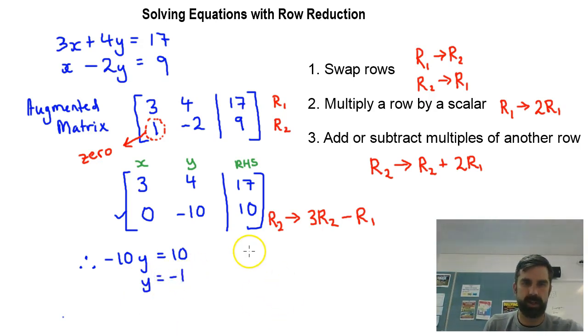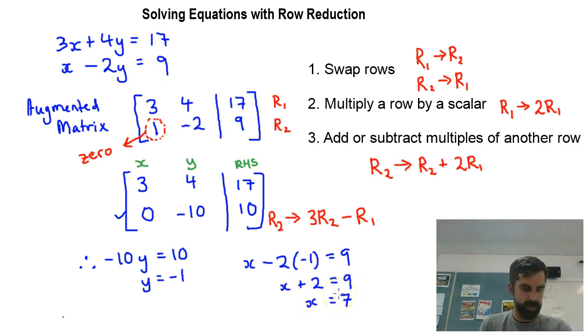And then what I can do is go back to my original equation and say that x minus 2 lots of negative 1 is 9. So x plus 2 is 9, or x equals 7. So I've been able to solve that equation using this row reduction technique.